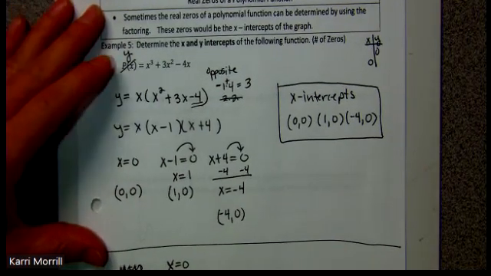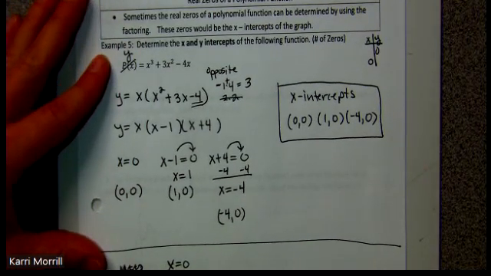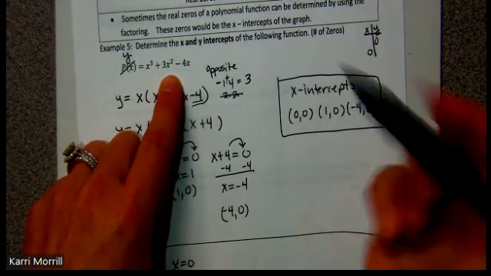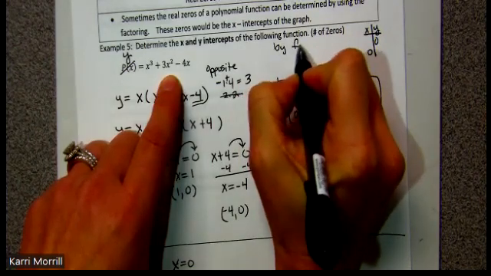X-intercepts are just very similar to when you were solving quadratic equations, right? But we are now finding those values for x. We do it by factoring. If you didn't notice, you can solve for these by factoring.